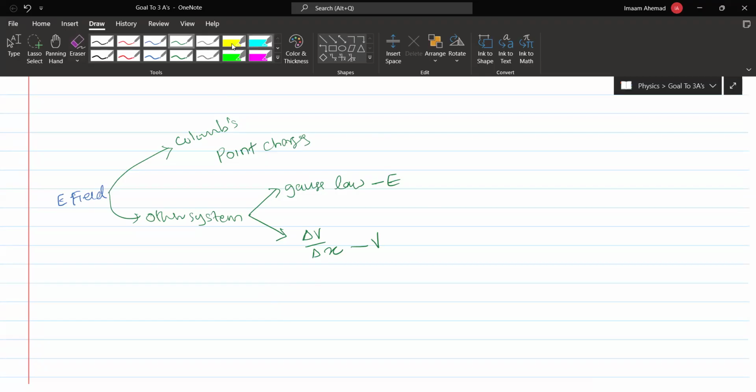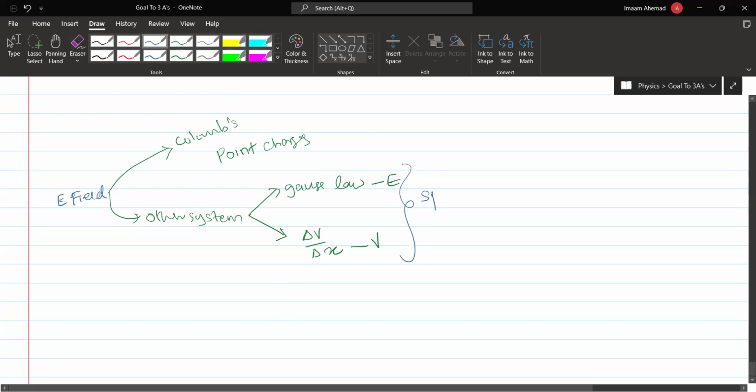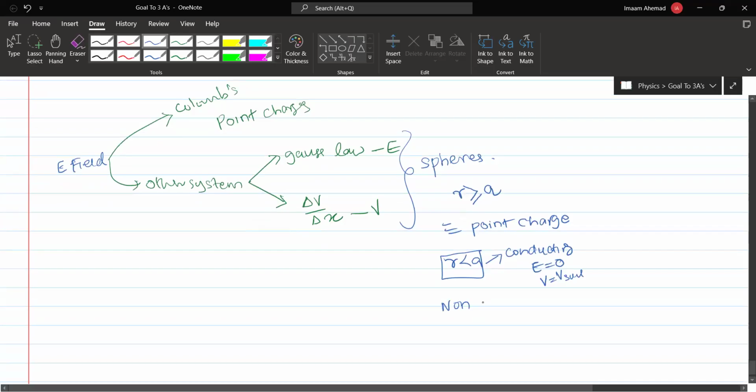And when we did that, we specially discussed spheres today. In that, we came to a conclusion that for a sphere, if we are considering distance that is greater than or equal to its radius, then this is similar to point charge. When it is less than A, then only we have different conditions. Even in this condition, if it is conducting, E was 0 and V was equal to V surface. If it is non-conducting and solid, then E is not equal to 0 and V is also something else. V is greater than V surface. At the center, V is greater than V surface.